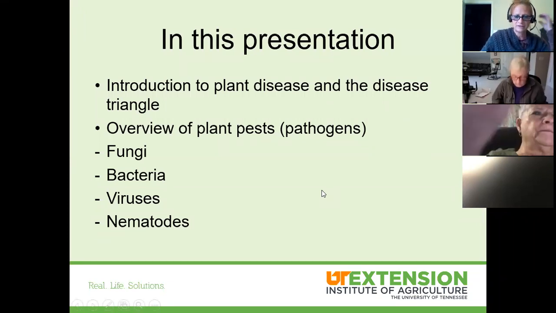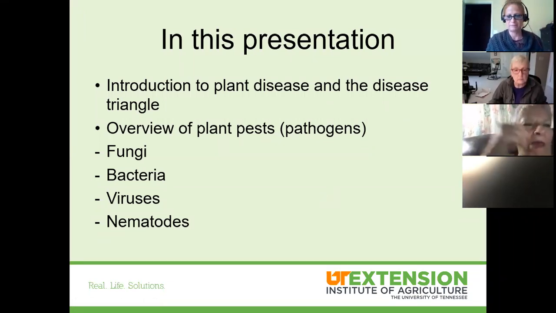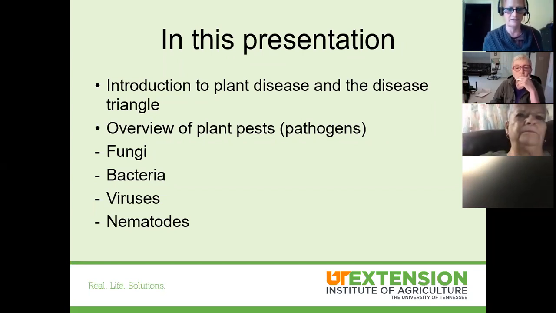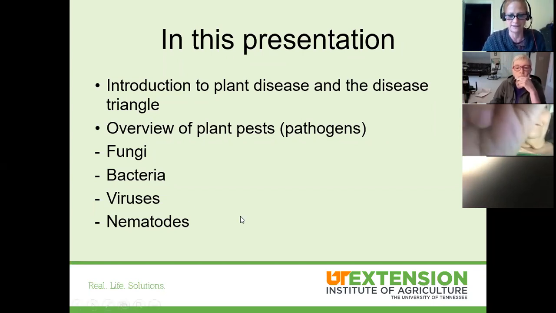Okay, in this presentation, we're going to do an introduction to basic plant diseases and the disease triangle. We're going to look at an overview of plant pests and pathogens, which are fungi, bacteria, virus, and nematodes.